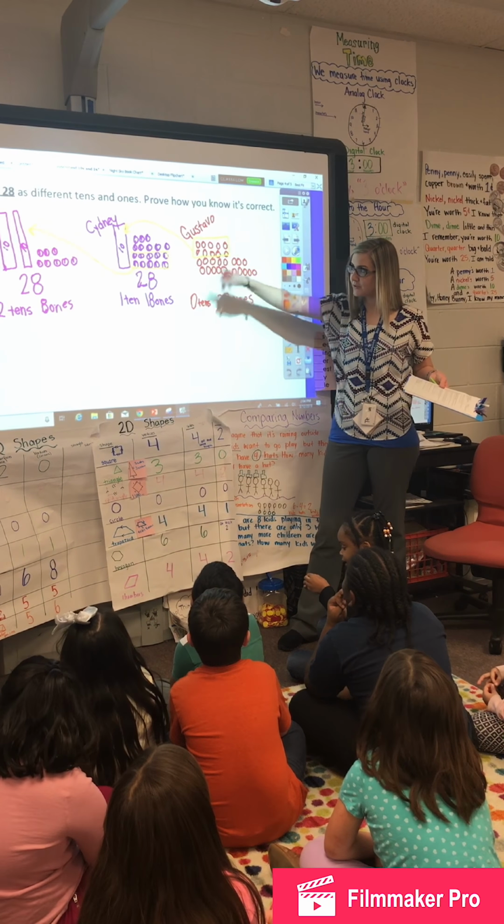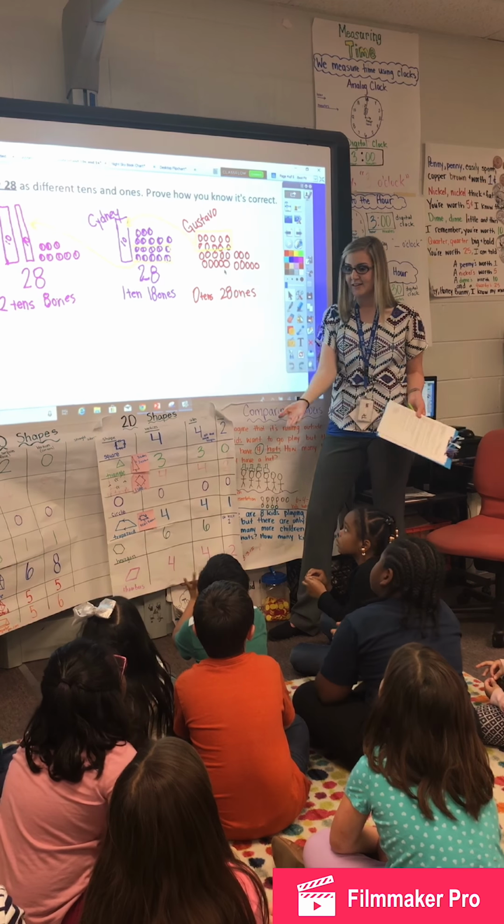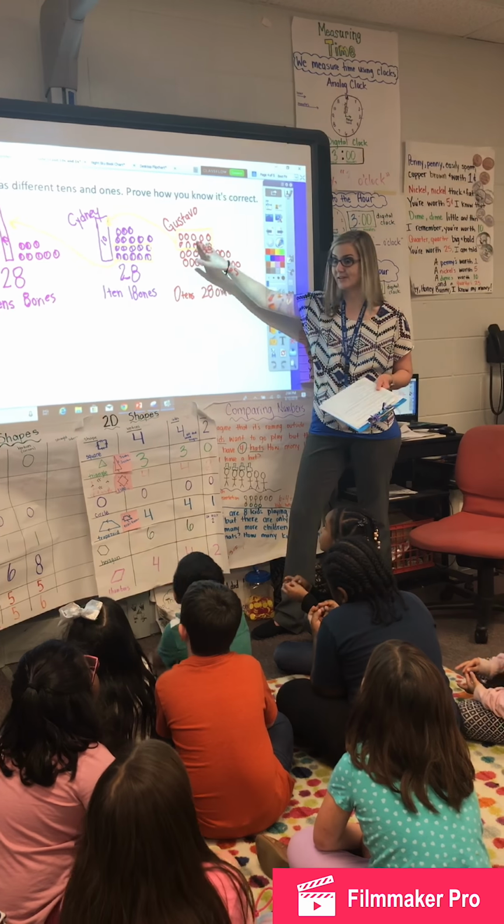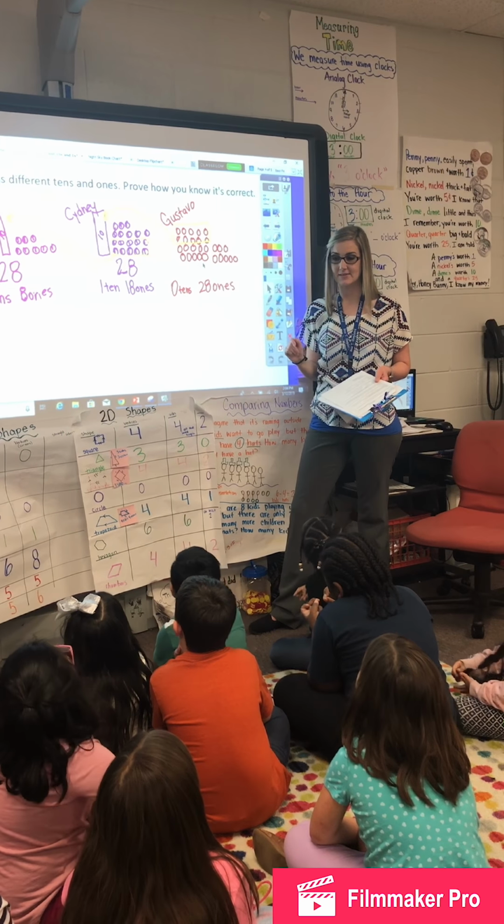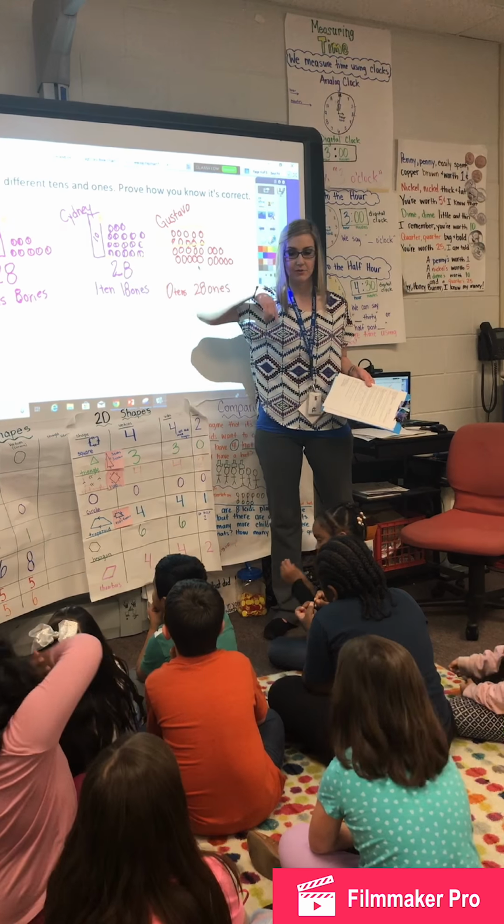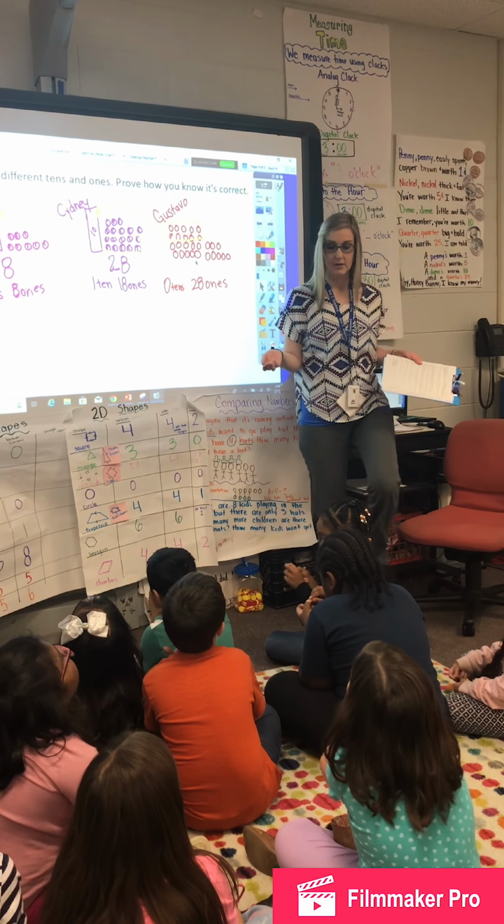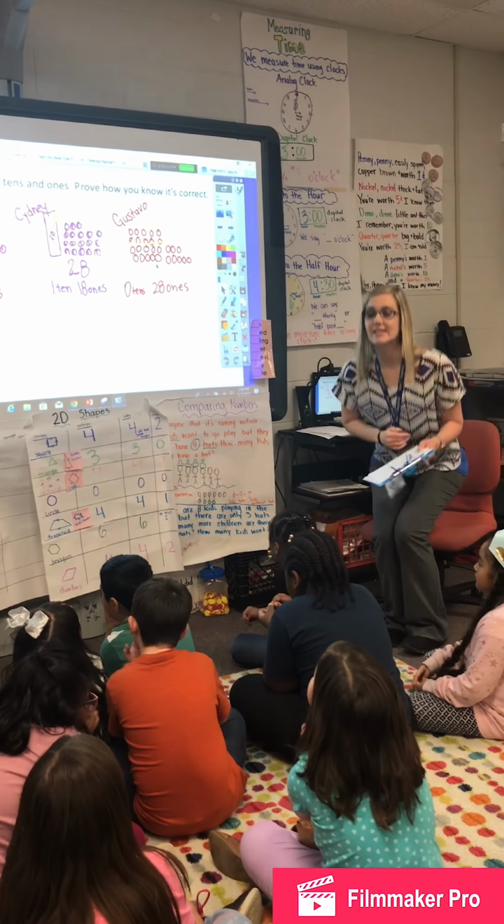You counted by 1s, but what did you do? Because you started this way. So what did you do to those 10s? He broke them into 1s too. So we did 28 1s. Do you guys see our different ways? Yeah. So yesterday we were working on identifying different ways to show a 2-digit number with 10s and 1s.